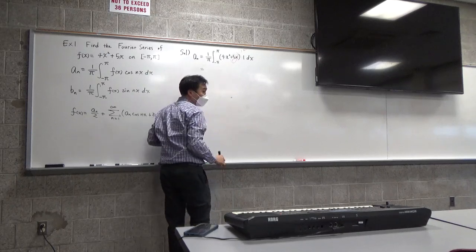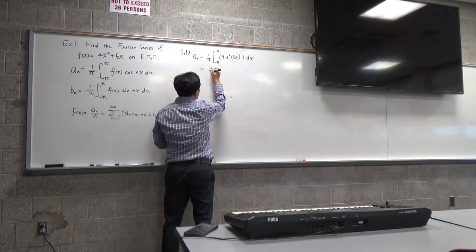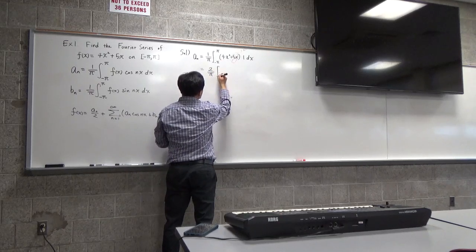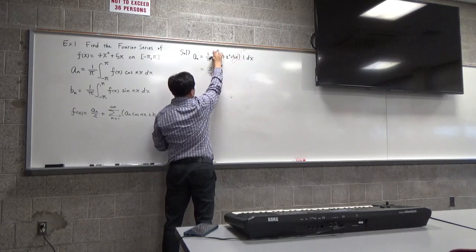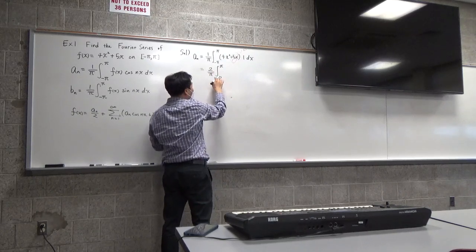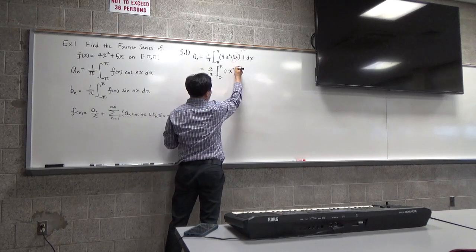What about an even function? Is there a shortcut for that? You double the integral over the half of the interval. So instead of going from negative pi to pi, we take half the interval, but you just double it. That's possible if you have an even function.